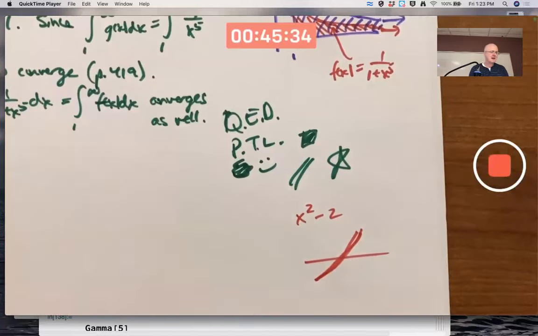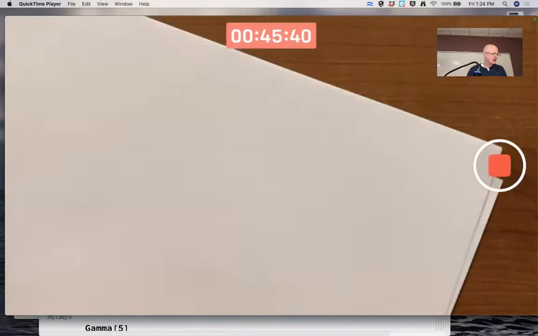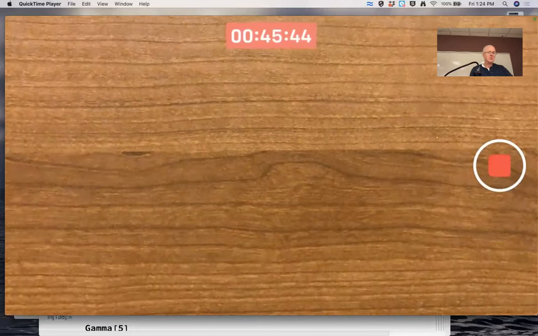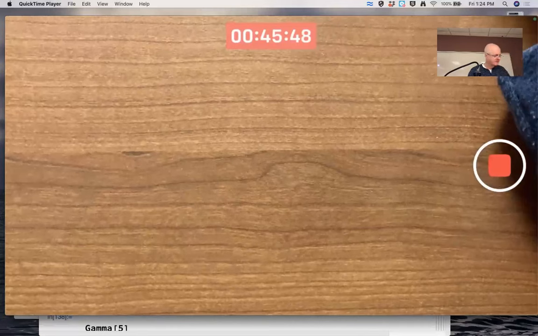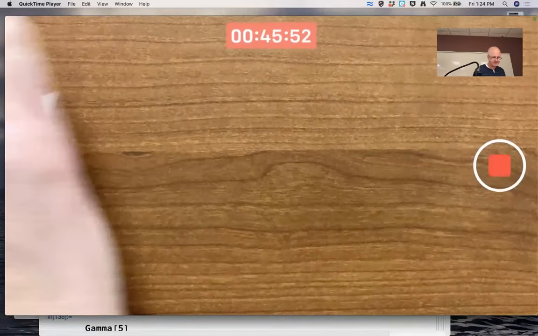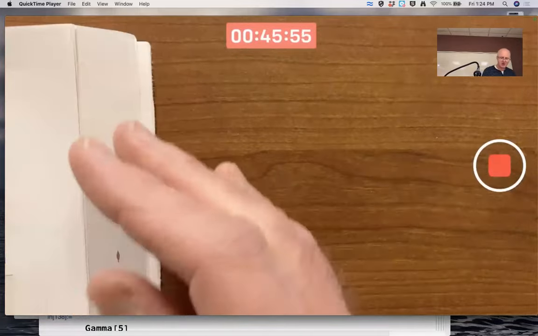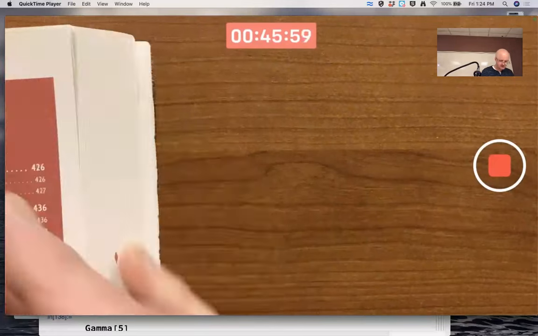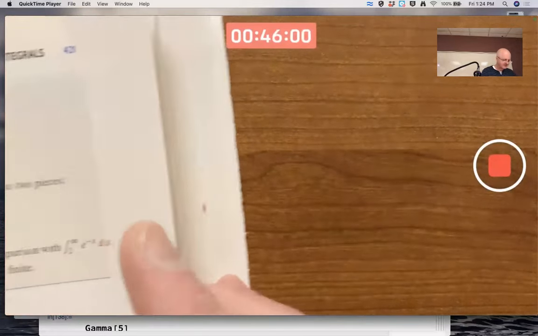All right, for our last bit of time today, I want to hint at applications of improper integrals to probability and statistics in particular. And this is going to come up in a homework problem. Let's start by looking at the homework problem, actually, that I'm going to assign for Monday.